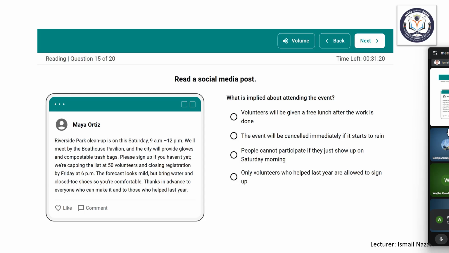Okay, thank you very much. Exactly. Yeah. Option C is the correct choice because it mentions, please sign up if you haven't yet. We're capping the list at 50 volunteers and closing registration by Friday, 6 p.m. It means people cannot participate if they just show up on Saturday morning. That's the correct choice.